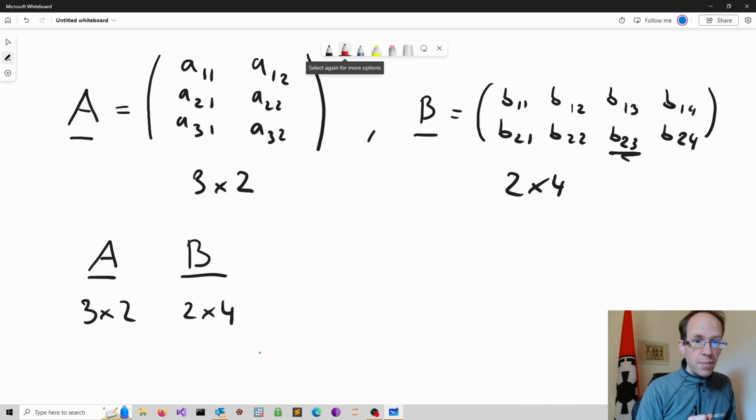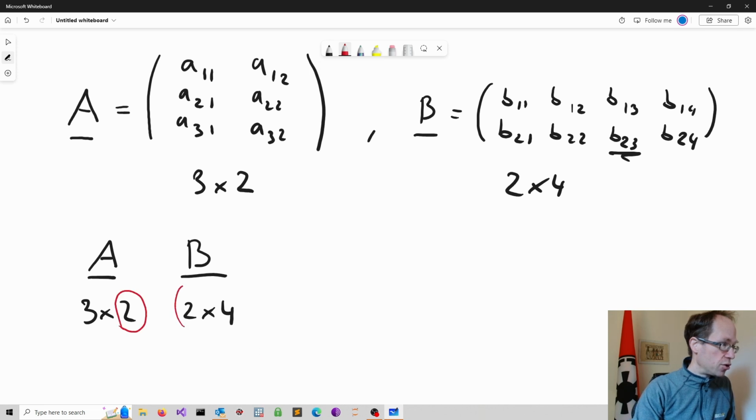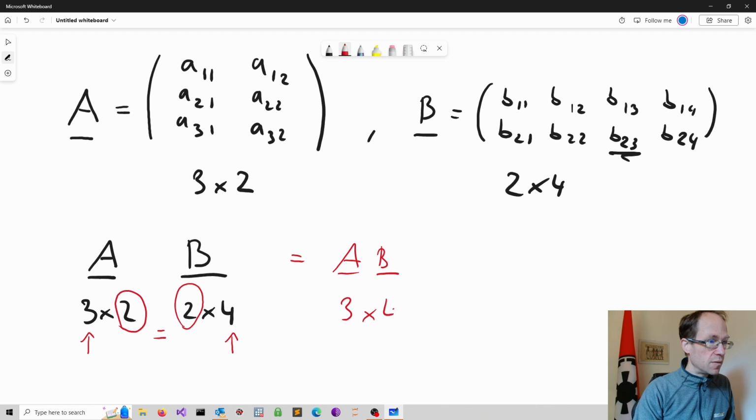The remaining dimensions determine the structure of the product. So you can see these 2 are the adjacent ones, they agree, they're the same. And the outer ones, these are the ones that determine the structure of the product. So the resulting matrix AB should have the dimension 3 times 4.